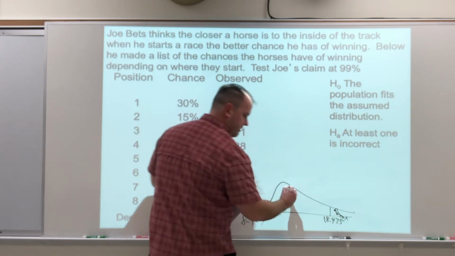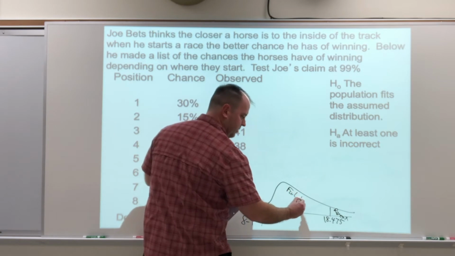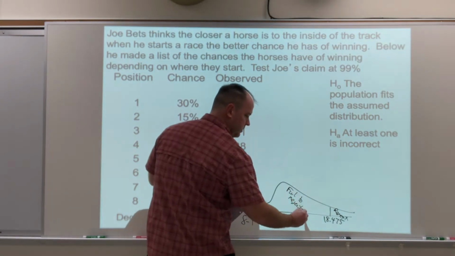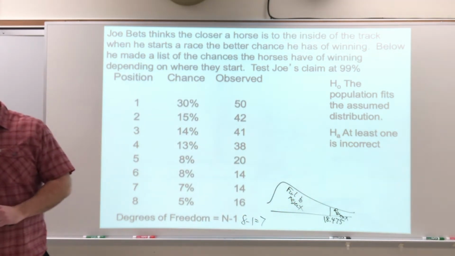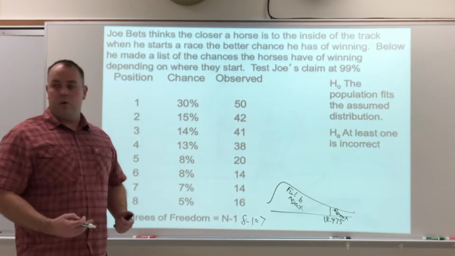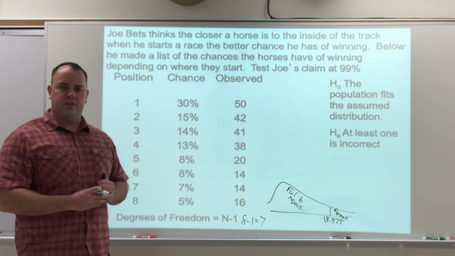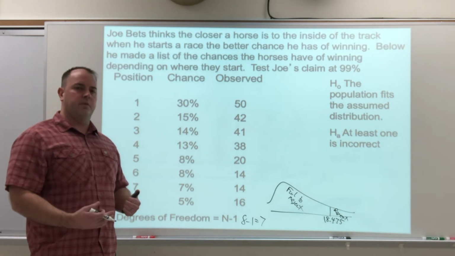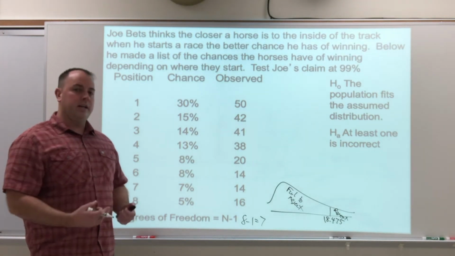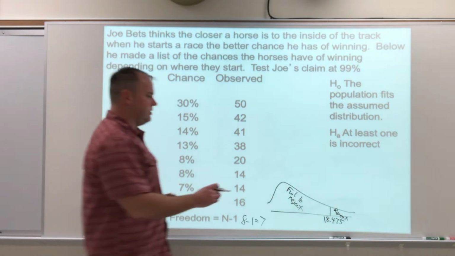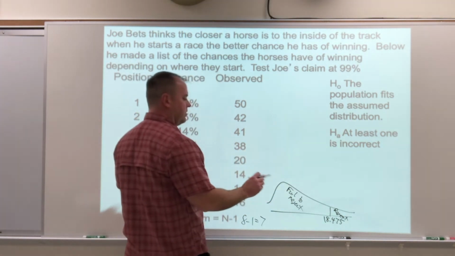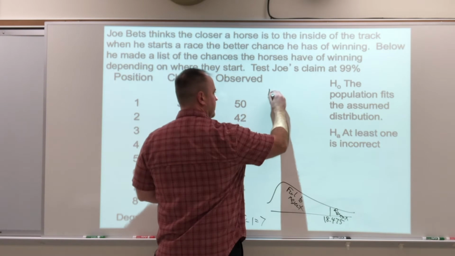Right, reject and fail to reject. Okay, so there's our curve there. And now we're going to go through the same work, finding the expected values and then calculating our test statistics. All that is the same as before. Okay, so finding our expected values this time is a little different.